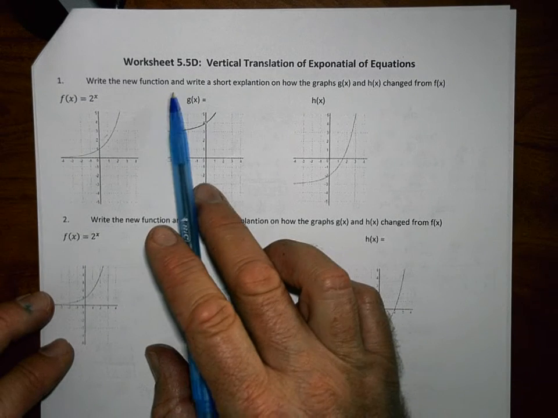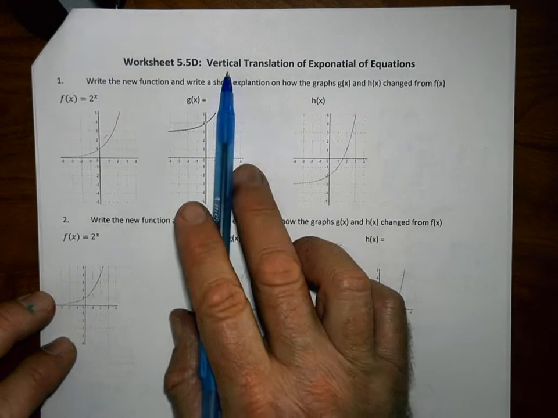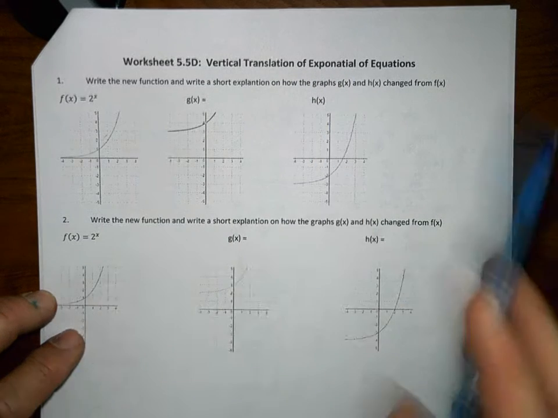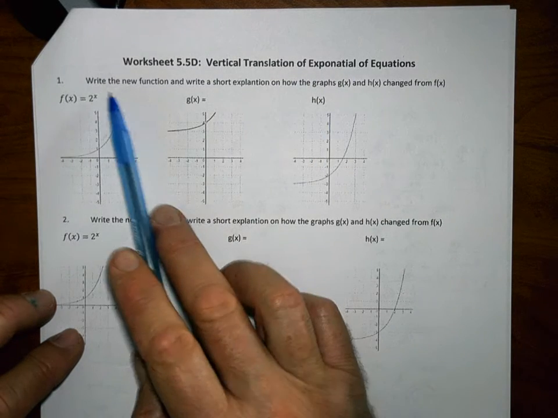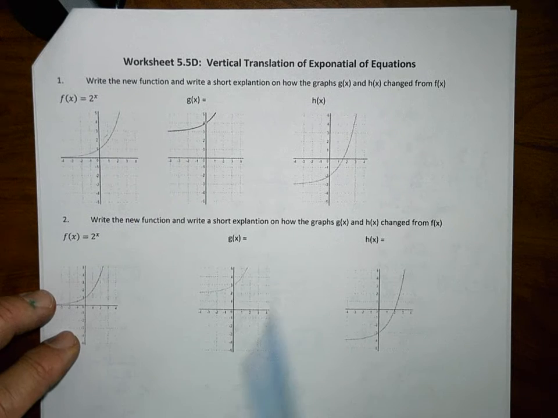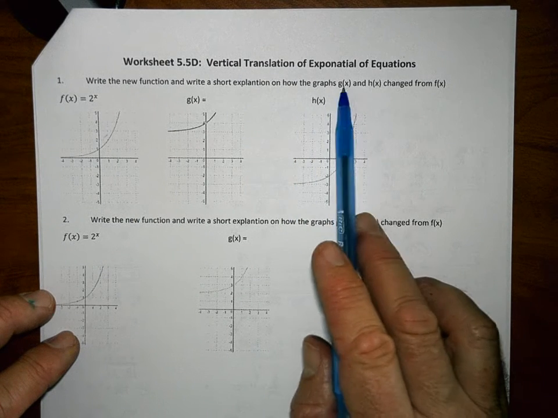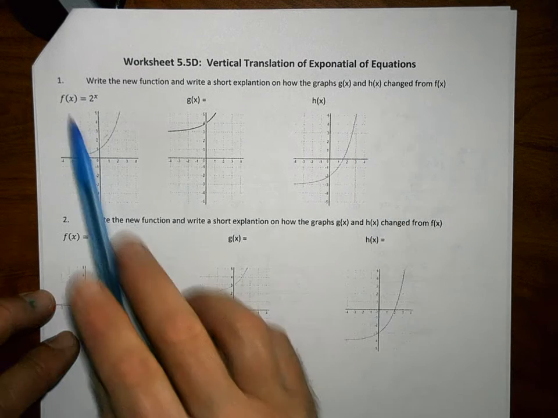This is worksheet 5.5D. We're going to be talking about vertical translation of exponential equations. Okay, so what are the instructions telling us? To write the new function and write a short explanation on how the graphs g of x and h of x change from f of x.